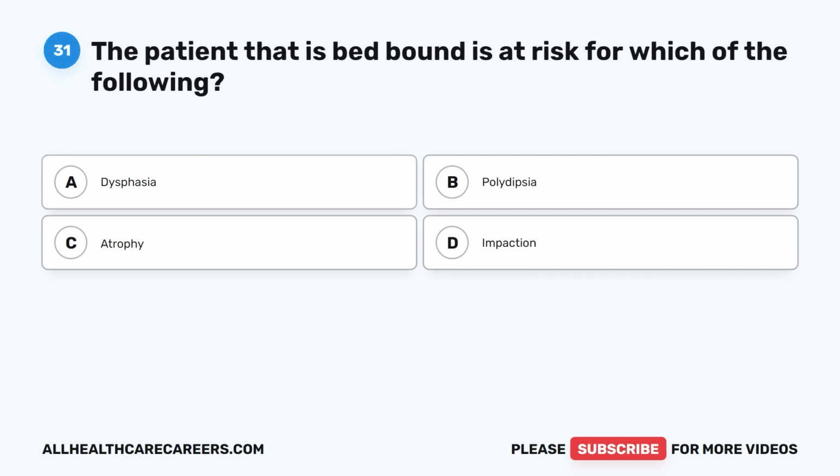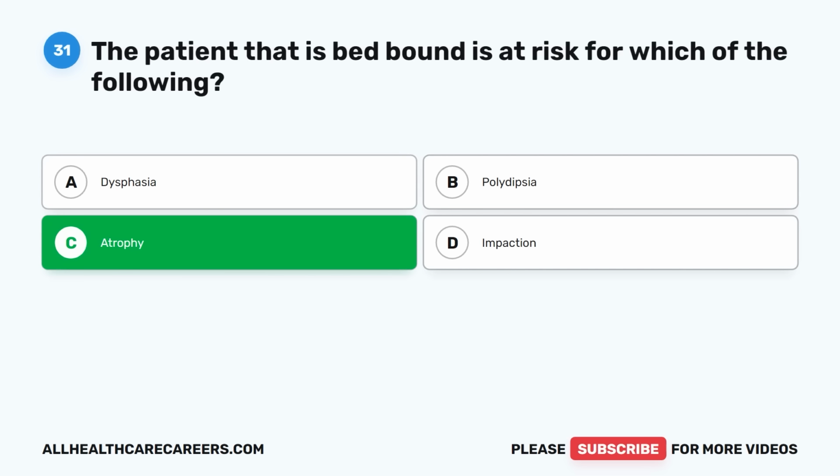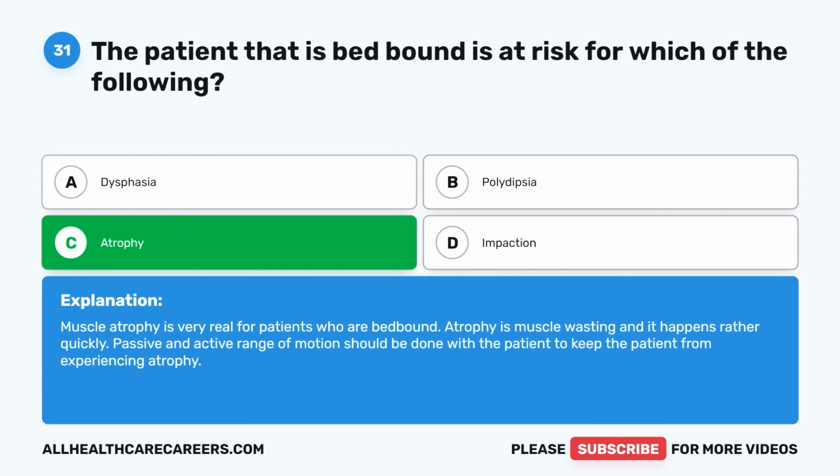Question 31. The patient that is bedbound is at risk for which of the following? A. Dysphagia. B. Polydipsia. C. Atrophy. D. Impaction. The correct answer is C. Atrophy. Muscle atrophy is very real for patients who are bedbound. Atrophy is muscle wasting, and it happens rather quickly. Passive and active range of motion should be done with the patient to keep the patient from experiencing atrophy.